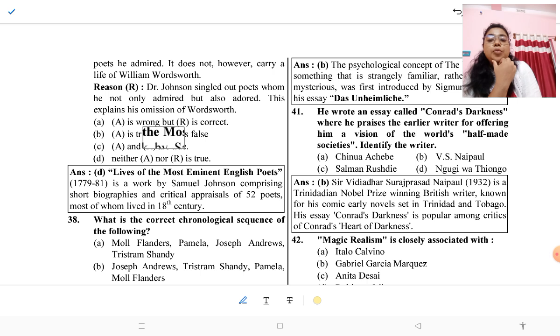Lives of the Most Eminent English Poets was written from 1779 to 81, and is a work by Samuel Johnson comprising short biographies and critical appraisals of 52 poets, most of whom lived in the 18th century. So these two statements were wrong.